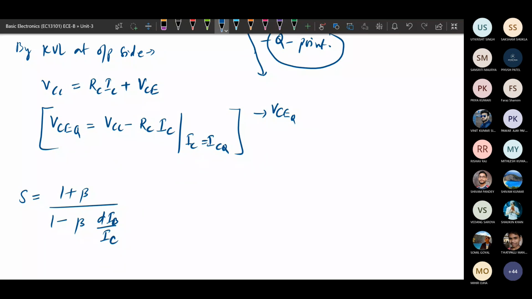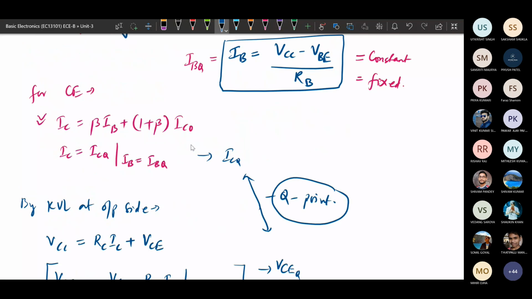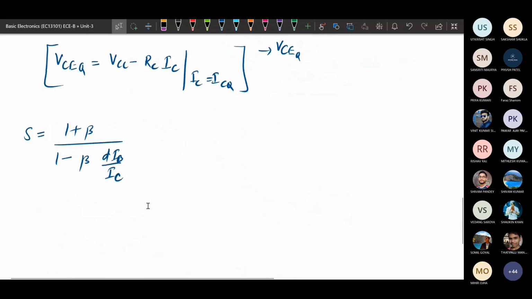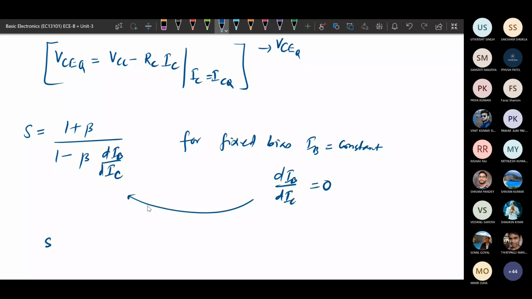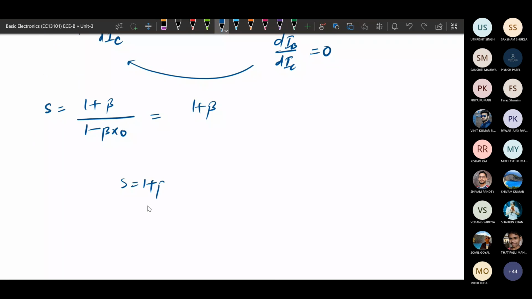As we have seen, IB is constant for fixed bias. If IB is constant, then del IB by del IC will be equal to 0, because IB is constant. So by putting this here, we get S equal to 1 plus beta divided by 1 minus beta into 0. So that is 1 plus beta. Okay, so here S is 1 plus beta. So the stability factor in case of the fixed bias circuit is 1 plus beta.